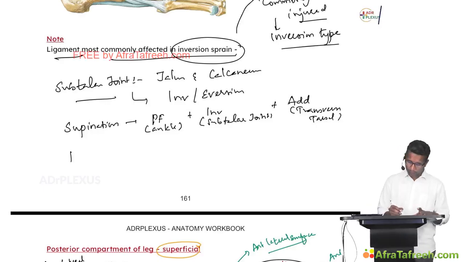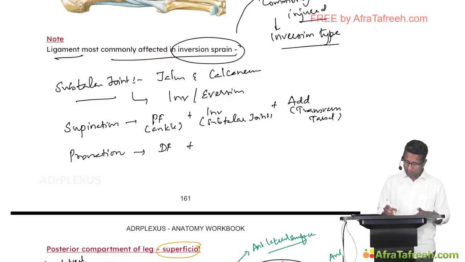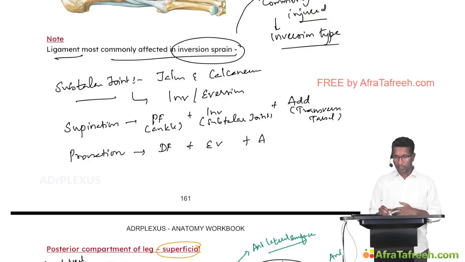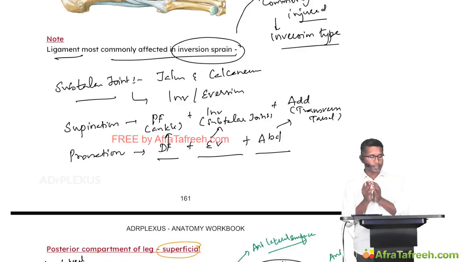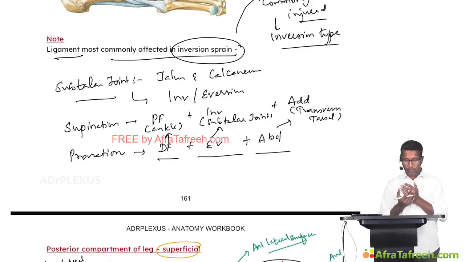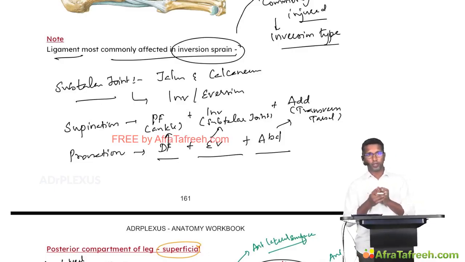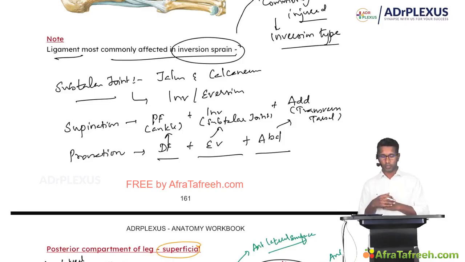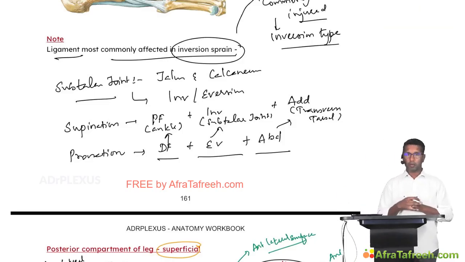Similarly, when you do an eversion, that is called pronation of the foot, where the ankle goes in for dorsiflexion, the subtalar joint goes in for eversion, and the midfoot or the transverse tarsal joint goes in for abduction. So these are the actions which take place in the foot. Usually the foot moves as a single unit. So for supination and pronation, you should know the associated movements and the joints where these movements take place. So this is about the various joints of the upper limb and the lower limb.